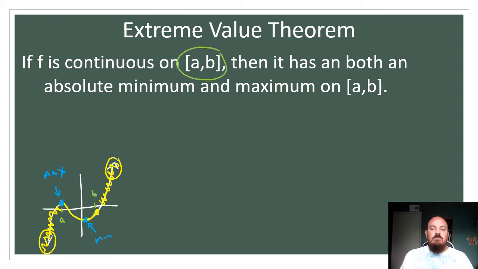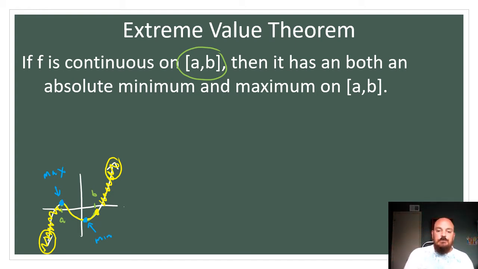So that's what the extreme value theorem says. It says, yeah, it's okay for a function to not have an absolute minimum or a maximum. But if you chop out a segment of it and just look at that part, then it definitely will.